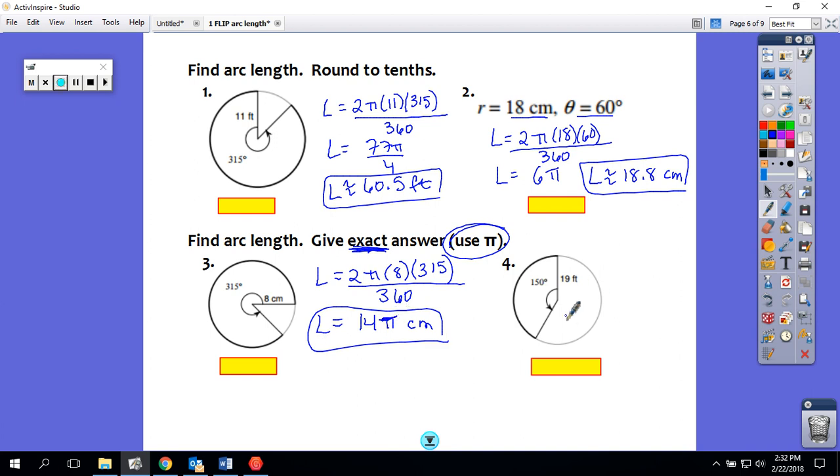Alright, for this one, our arc length, 2 times pi times 19 times 150 over 360. We'll punch that in the calculator. So fraction button, 2 pi 19 times 150 over 360 is 95 pi over 6. Alright, and again, the directions said exact answer, so we leave it in terms of pi. Our units were feet. So our answer is just 95 pi over 6 feet.